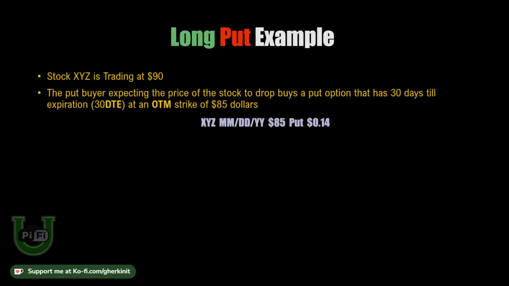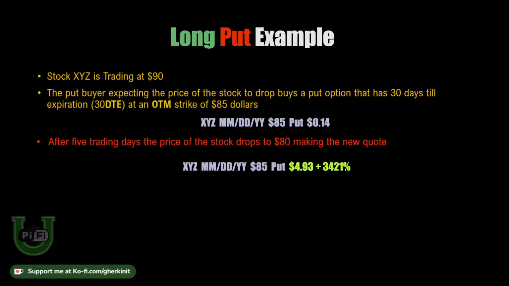Here's an example of that quote. Stock XYZ, the expiration, an $85 strike, it's a put, and its premium is 14 cents. Remember, times 100, so $14 to buy this contract.